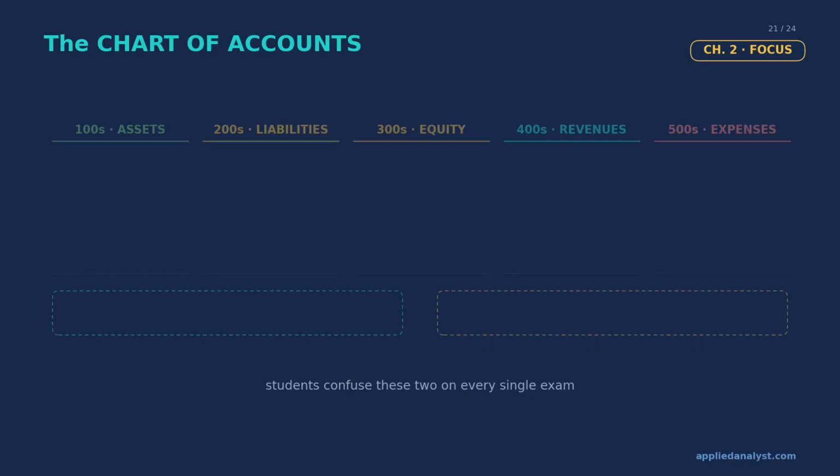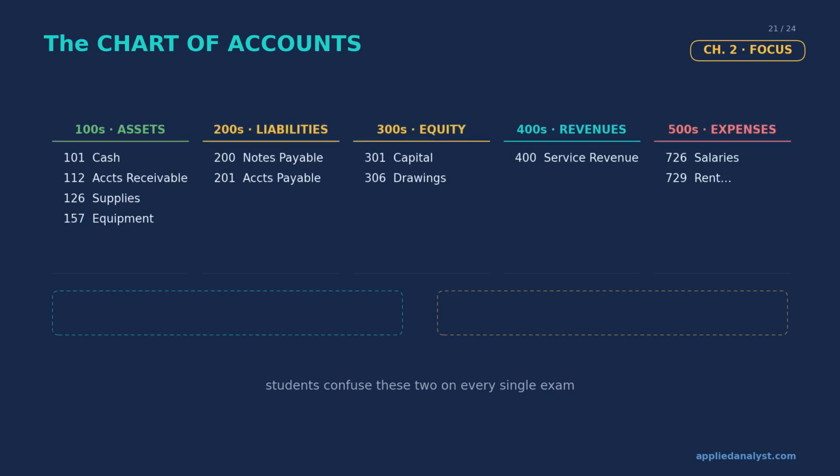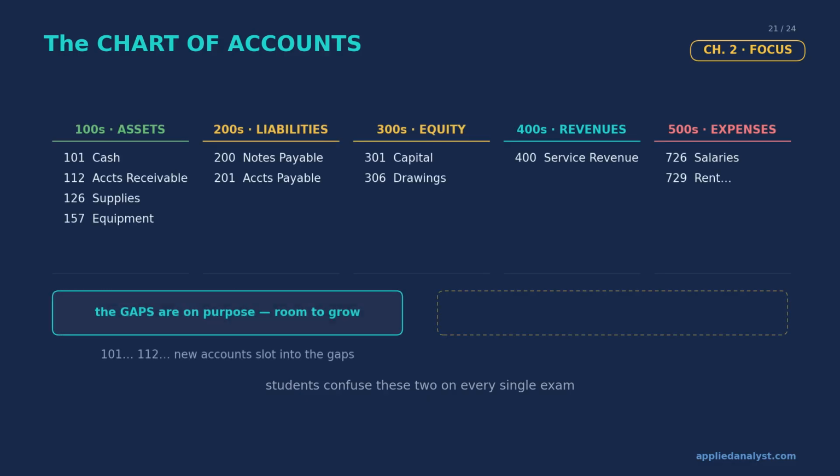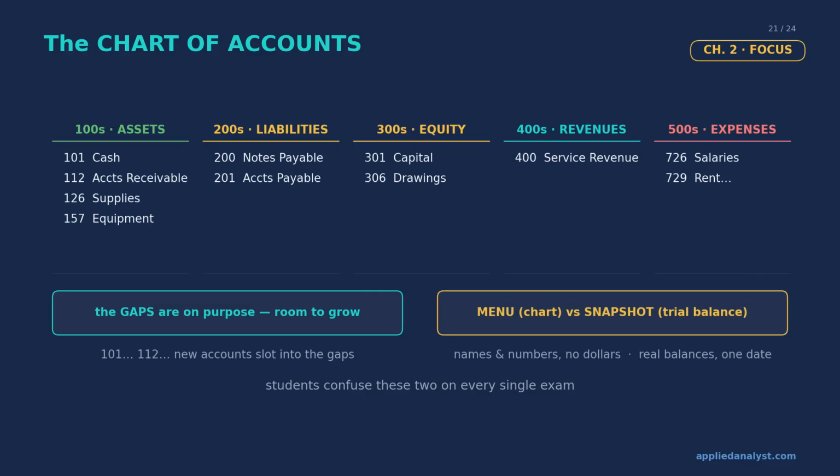And how do companies stop wrong account mistakes before they happen? A chart of accounts, the ledger's table of contents, a numbered menu of every account the company uses. Maple Bean puts assets in the 100s, liabilities the 200s, equity the 300s, revenues the 400s, expenses the 500s. See the gaps? On purpose, so new accounts slot in as the shop grows. And this is not a trial balance, which students mix up on every exam. The chart is the menu, names and numbers, no dollar amounts. The trial balance is the snapshot, real balances, one date.